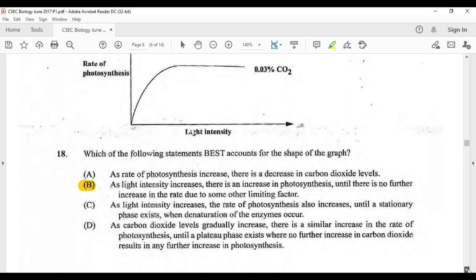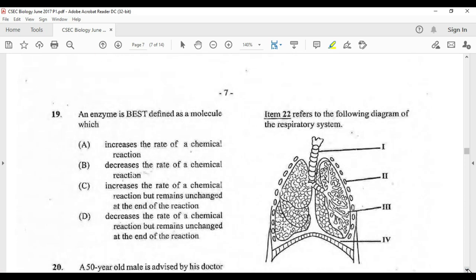Now we're moving to question 19. An enzyme is best defined as a molecule which... this is interesting. Remember that enzymes are not organisms, they are actually molecules. If we look at A, increase the rate of a chemical reaction. Look at that. Most persons fall for that. Decrease the rate, that is out. Increase the rate of a chemical reaction, but remains unchanged at the end. So if you observe, A is correct, but it is not the best. Pay attention to the best.